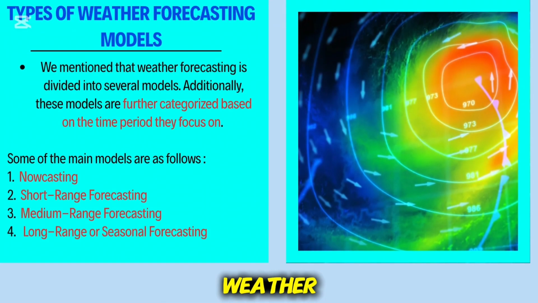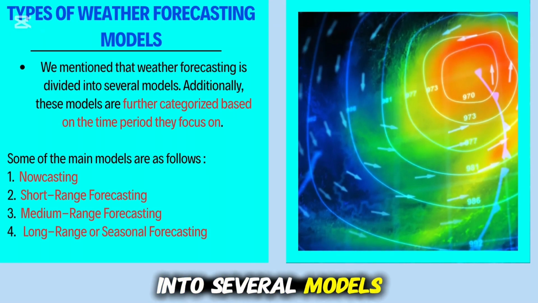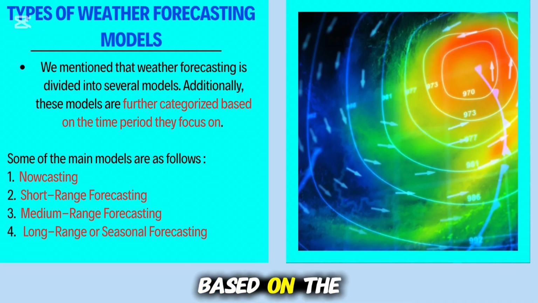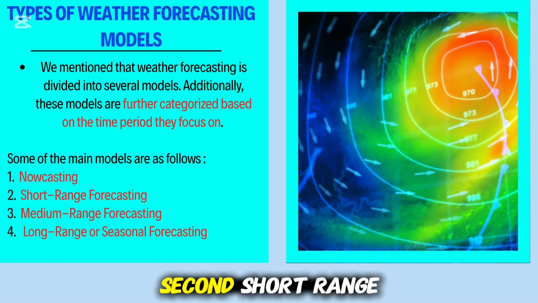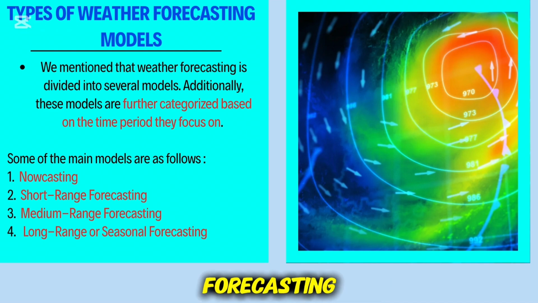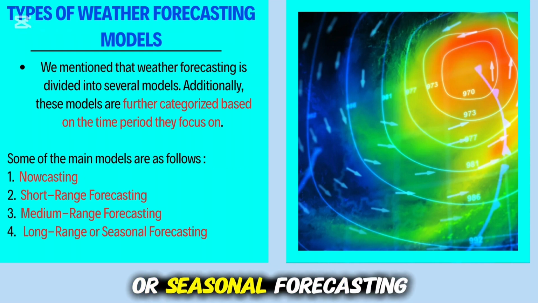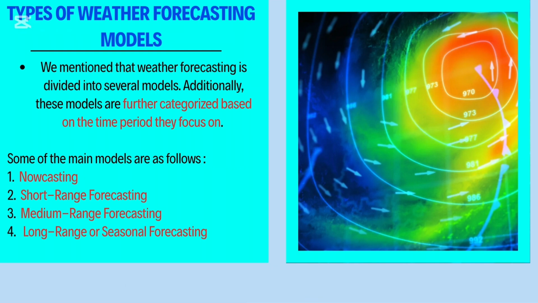We mentioned that weather forecasting is divided into several models. Additionally, these models are further categorized based on the time period they focus on. Some of the main models are as follows. First, nowcasting. Second, short-range forecasting. Third, medium-range forecasting. Fourth, long-range or seasonal forecasting.